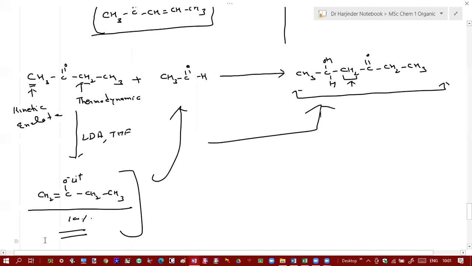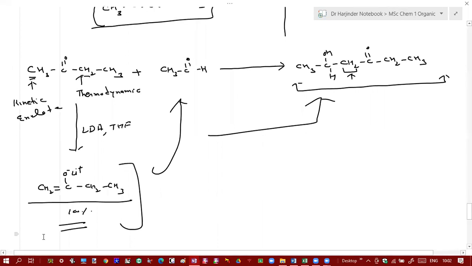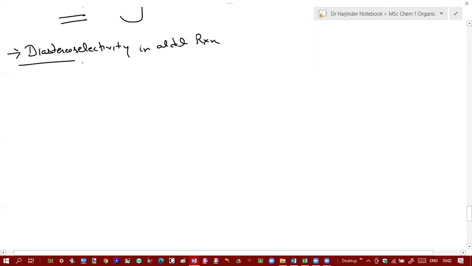Now next is diastereoselectivity, and all these things are given in the book also. I am taking examples from the book. So now next is diastereoselectivity in aldol condensation. Again, this is a very important topic: diastereoselectivity in aldol reaction.